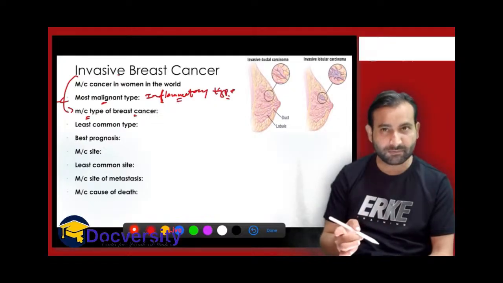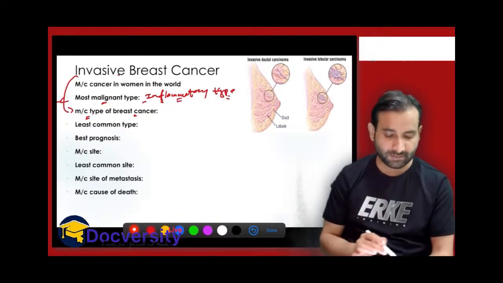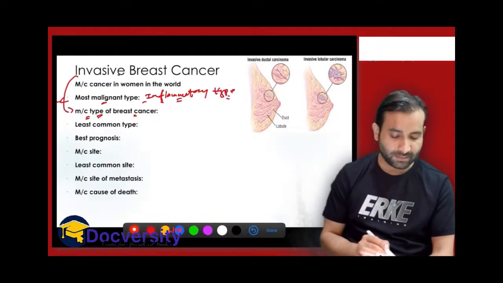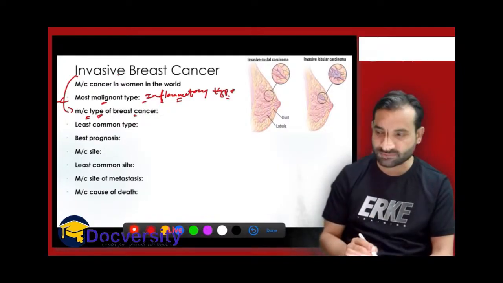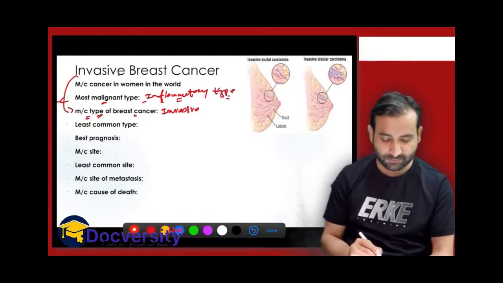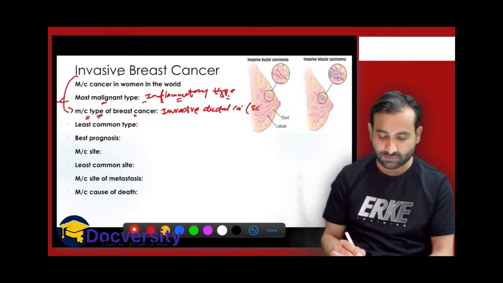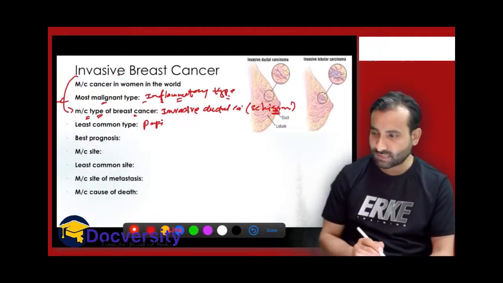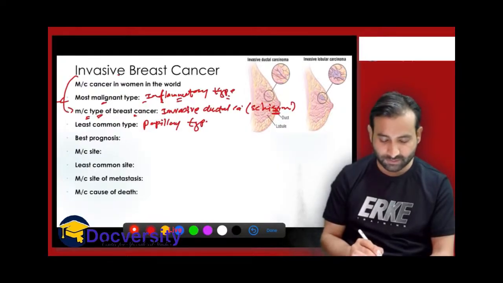One is the most malignant type of invasive breast cancer, that is inflammatory type, and the most common type of the invasive breast cancer, that is what? That is the invasive ductal type. That is what? Invasive ductal carcinoma, that is also with scirrhous type, right? And the least common type is what? The papillary type. Least common type is papillary type. So please remember, these are all questions in the exam.